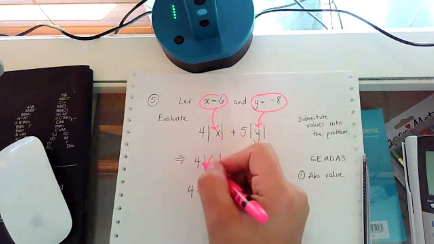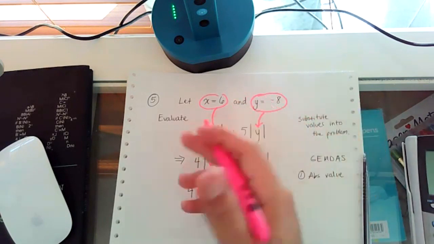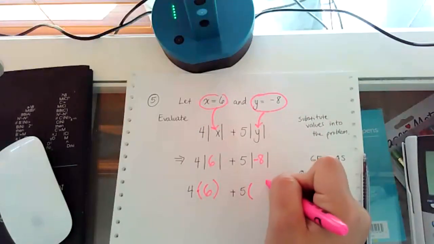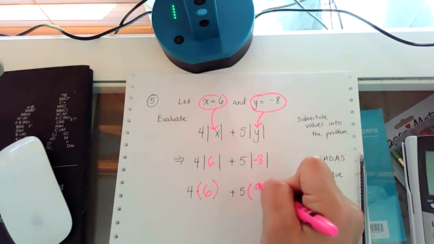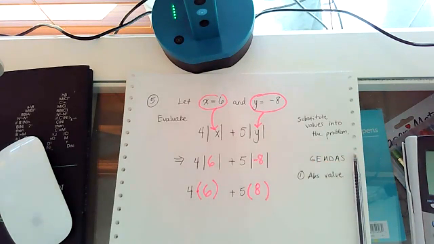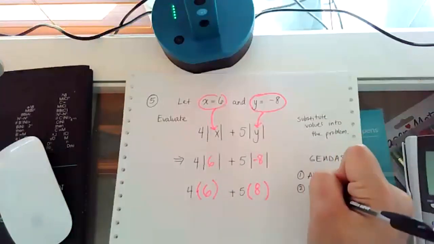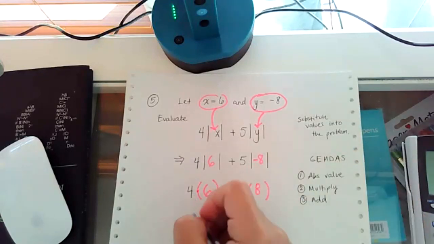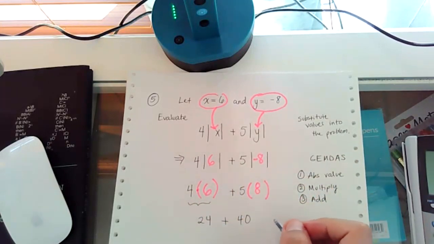And typically what I do is I just change the absolute value bars into parentheses and just multiply. Because to me, parentheses also indicates multiplication. So I'll just put parentheses here to indicate multiplication. And the absolute value of -8 is +8. So when I do the multiplication before the addition, so we're going to multiply, then add, I'll have 24 here plus 40 here. So I should have 64. And that should be my answer.